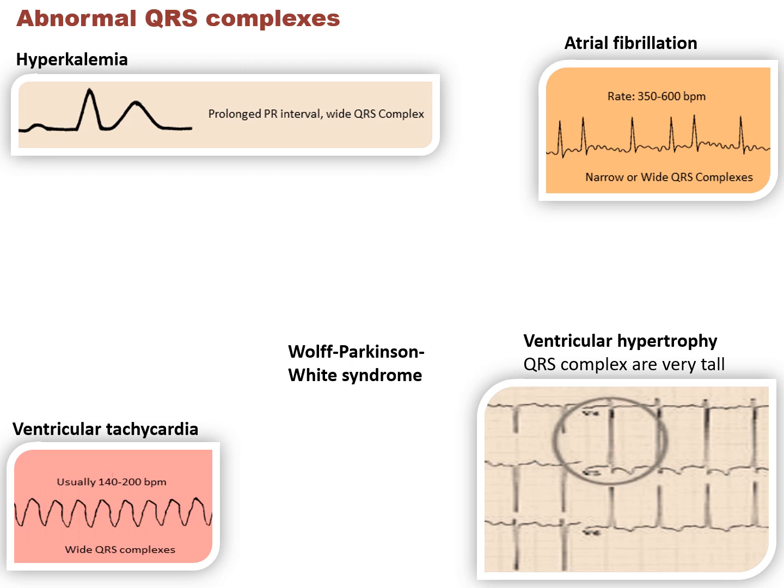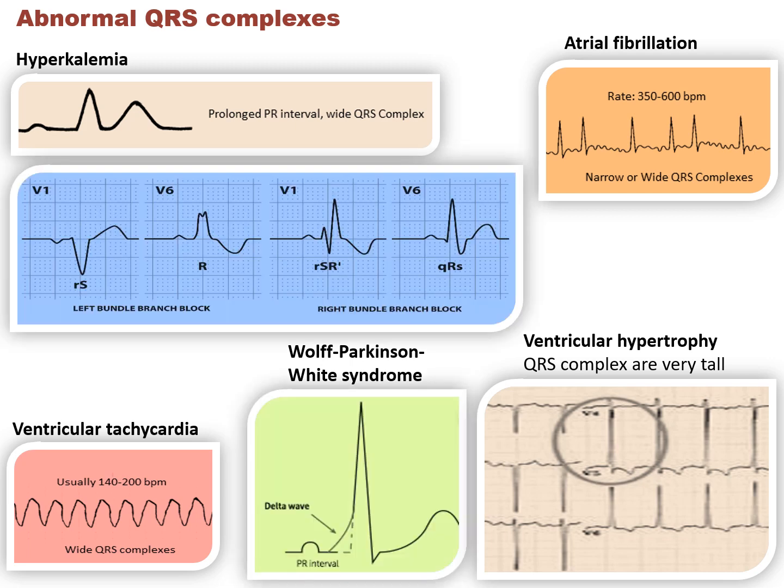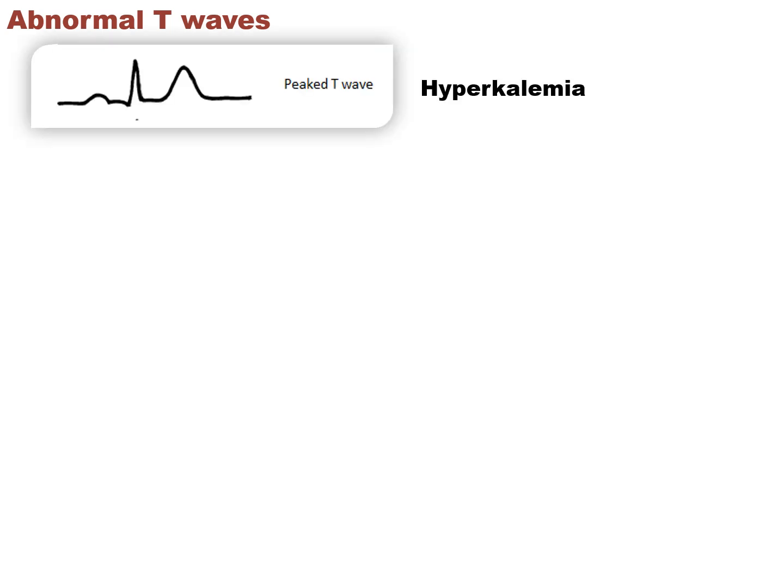In Wolff-Parkinson-White syndrome, there is a delta wave, and in bundle branch block, we can see a deep S wave, notched R waves, and some pattern of RSR' in V1, especially in right bundle branch block. Abnormal T waves can be seen in different conditions such as hyperkalemia. There is peaked T wave.